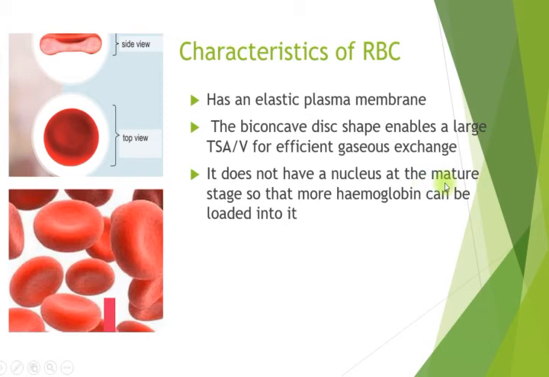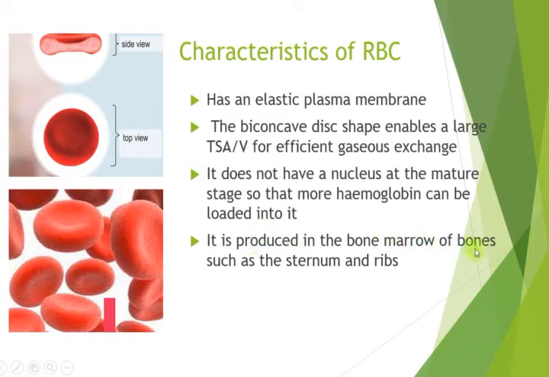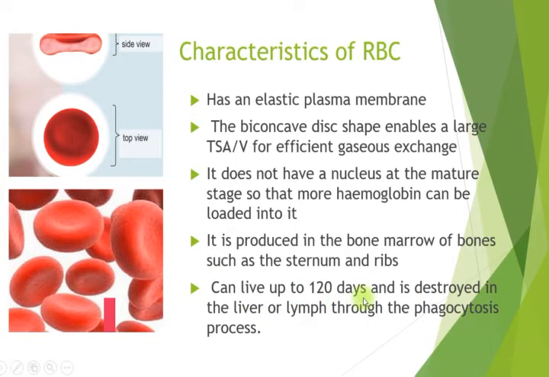It does not have a nucleus at the mature stage, so that more hemoglobin can be loaded into it. It is produced in the bone marrow, such as in the sternum and also ribs. It can live up to 120 days, and it is destroyed in the liver or lymph through the phagocytosis process. So the lifespan of the RBC is only 4 months. After 4 months, it will be destroyed in the liver.